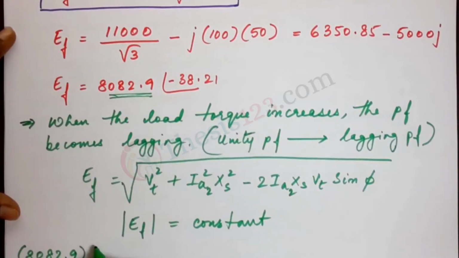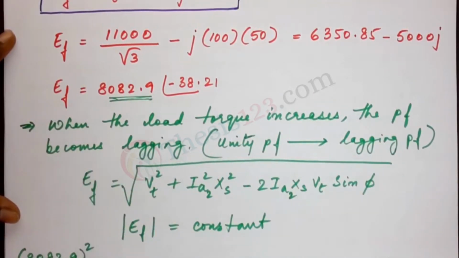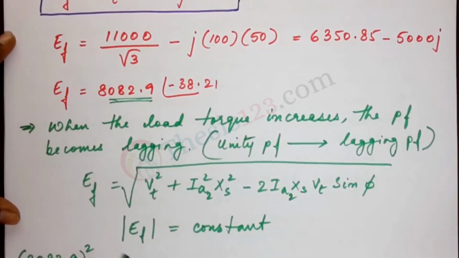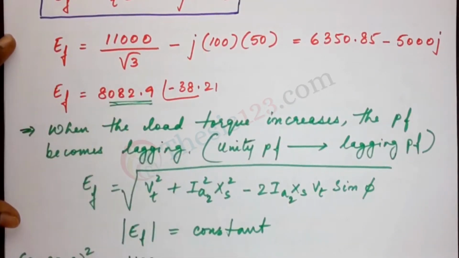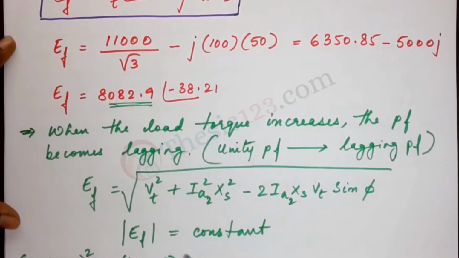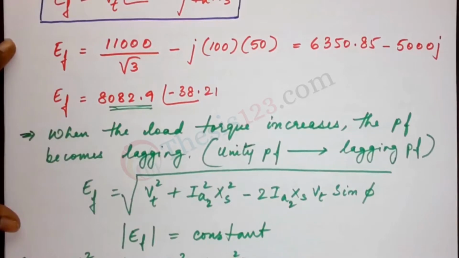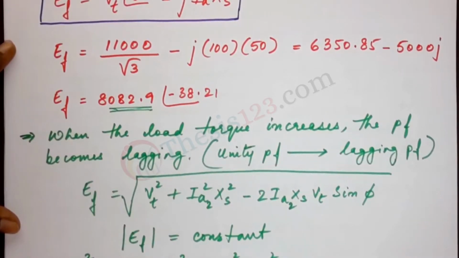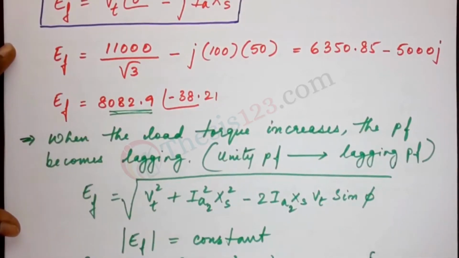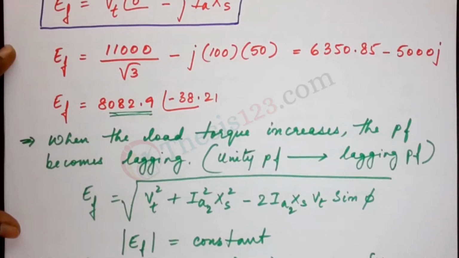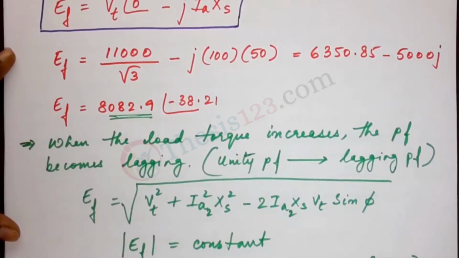8082.9. Now since this part has a root, I can square on both sides. So EF square is now equal to Vt. We noted that Vt is 11,000 divided by root 3 square plus Ia is now 120 square, Xs is 50 square, minus 2 into 120 into 50 into Vt. Vt is again 11,000 divided by root 3 into sin phi.